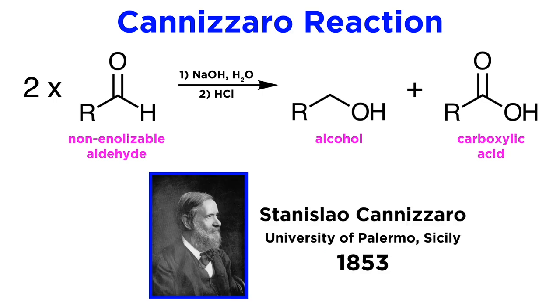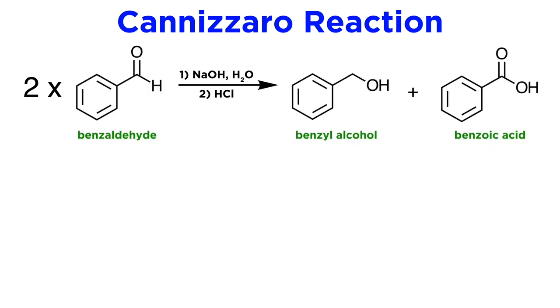The reaction was discovered by Italian chemist Stanislao Cannizzaro at the University of Palermo in Sicily, who published his results in 1853. In its original formulation, two molecules of benzaldehyde react in an aqueous sodium hydroxide solution to yield one molecule of benzoic acid and one of benzyl alcohol.